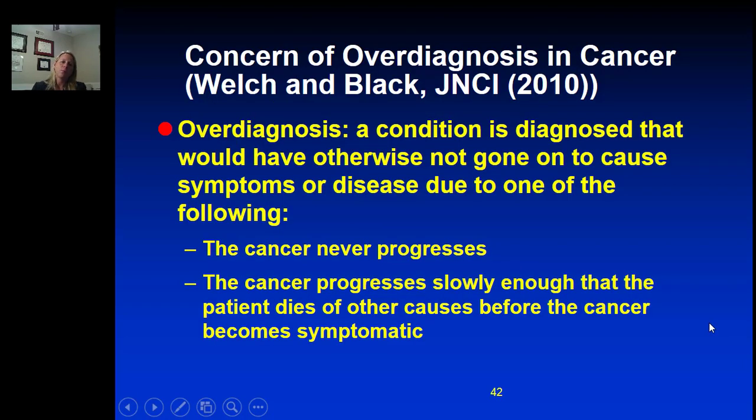So here is an important paper I want to summarize by Welsh and Black, published in 2010, and it is essentially about the concern of overdiagnosis in cancer. They define overdiagnosis as a condition is diagnosed that would have otherwise not gone on to cause symptoms or disease due to one of the following: that the disease never progresses, or that the cancer, or it's usually the cancer, or disease progresses so slowly that the patient dies of another cause before the cancer would have become so severe that it was what killed the person.